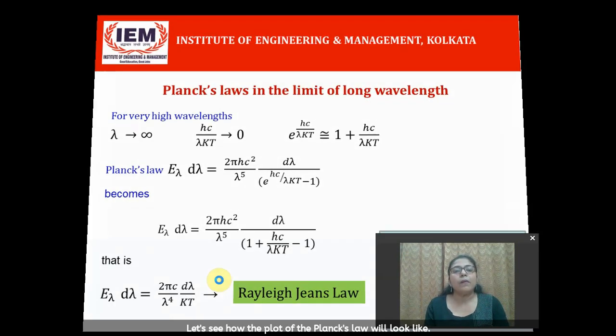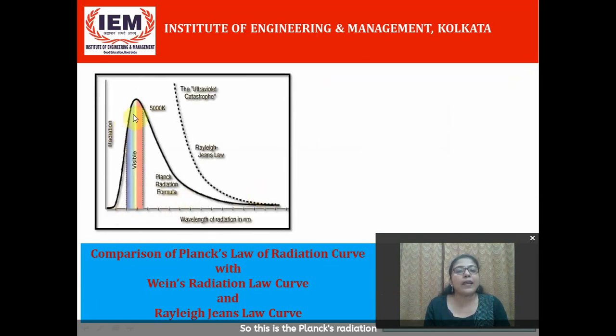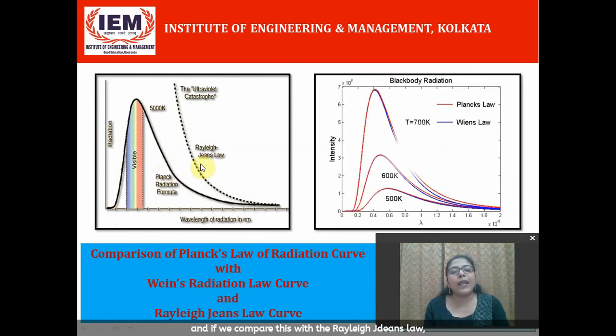So let's see how the plot of Planck's law will look like. This is the Planck's radiation law curve, and we can see that it is exactly similar to the experimental curve. And if we compare this with the Rayleigh-Jeans law, you can see that the Rayleigh-Jeans law fits well in the high wavelength region. And this is the comparison of Planck's law with Wien's law. You can see that Wien's law fits in the shorter wavelength region. So we get back, in the limits of short wavelength and high wavelength, the classical laws of radiation. So with this I end my discussion on blackbody radiation.